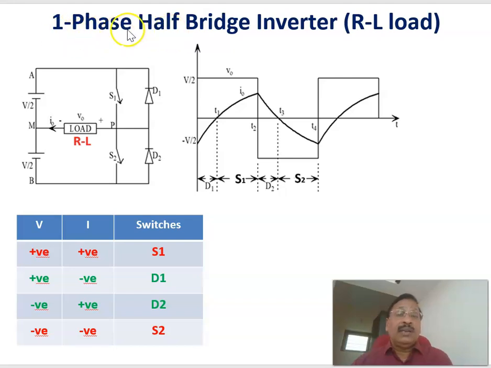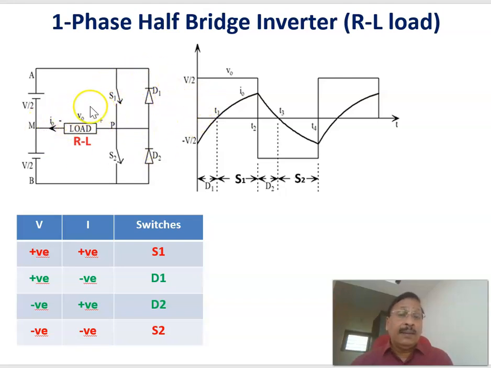Now let us see the working of a single phase half bridge inverter, in which, as I told you, this is the circuit topology. The given DC voltage is divided into two equal values, so that we'll be getting a center tap, the point marked as M here. And of course, these are the two switches S1 and S2, and you are connecting the load between this point P and M. I'm considering an RL load. And here these are the feedback diodes D1 and D2 that are connected across each switch.